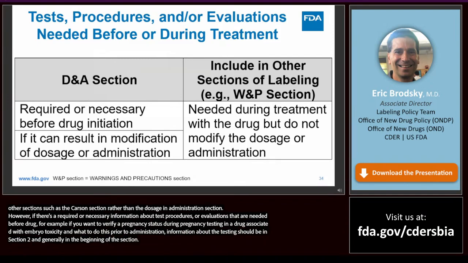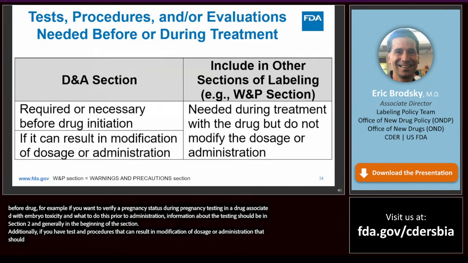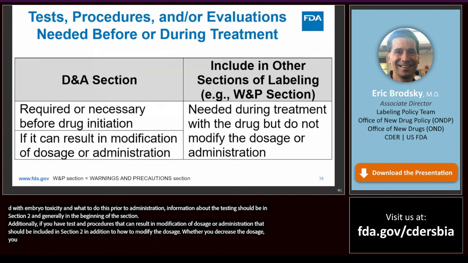Additionally, if you have tests and procedures that could result in modification of dosage and/or administration, that should be included in Section 2, in addition to how to modify the dosage, whether you decrease the dosage, temporarily stop, or permanently discontinue. That's how you think about the organization of how this information appears in labeling.